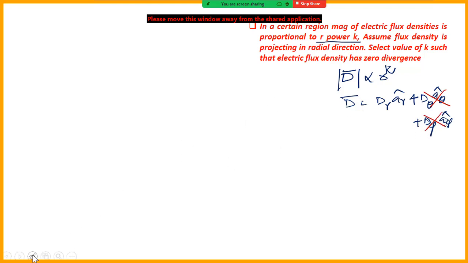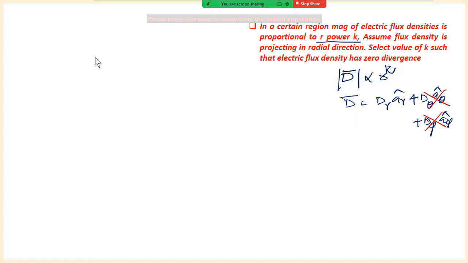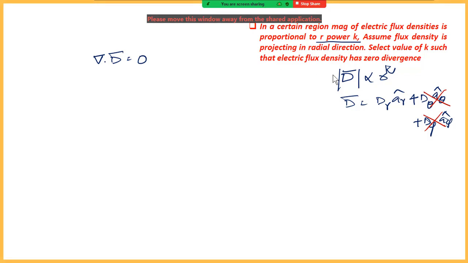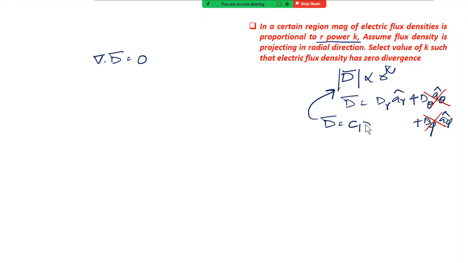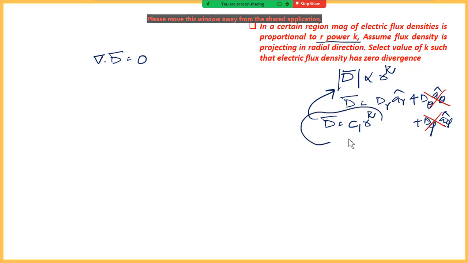Now, assume the flux density is projecting in the radial direction. Select the value of K such that the electric flux density has 0 divergence. So they have given the condition, that is del dot D bar is equal to 0, divergence equal to 0, so that we need to get the value of K. Removing the proportionality, we get a proportionality constant. Assume some constant C1. So D bar is C1 into R power K.